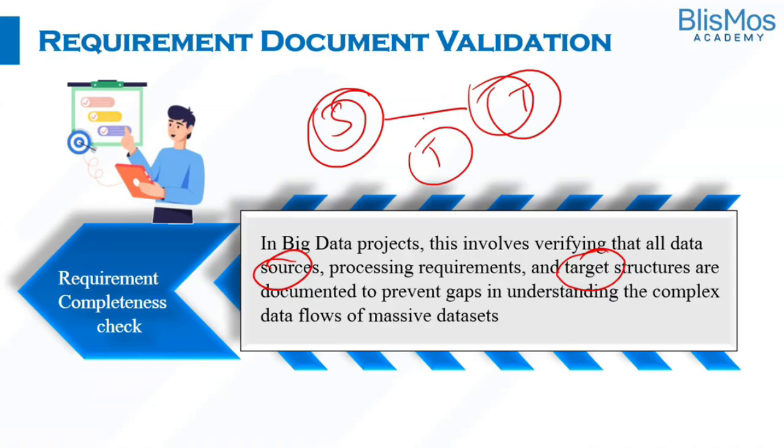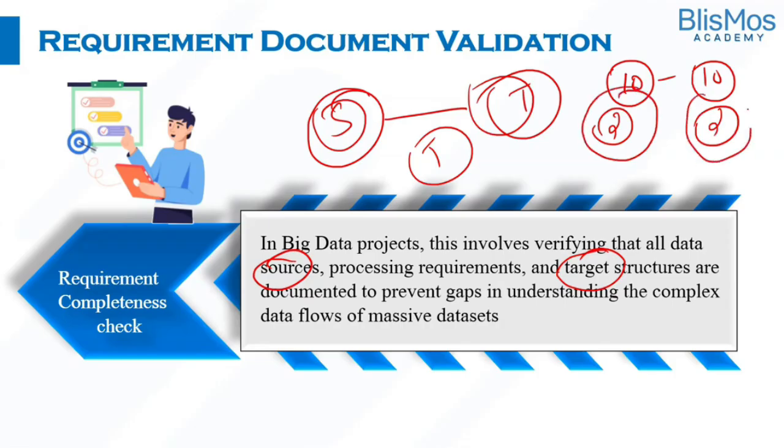Now, the question may be, how will you validate that? So let us say they have mentioned some 10 sources and some 10 targets. And then there may be a possibility that they would not mention a couple of data sources. They would not mention a couple of targets. You have to ask the business analyst or a person who is responsible for specifying the requirements. Like this, we will validate whether the requirement is complete or not.